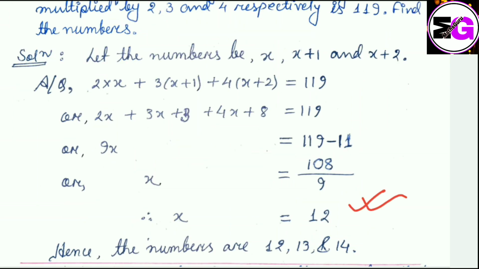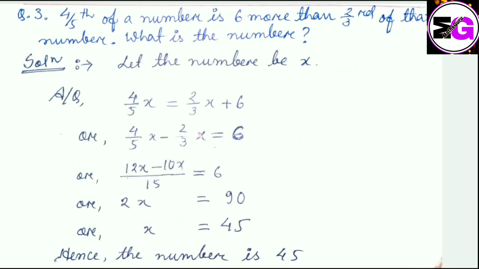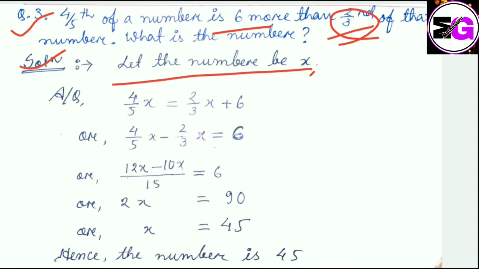So the numbers are 12, 13 and 14. Okay, so these are the required numbers. So the next problem is: 4/5 of a number is 6 more than 2/3 of that number. What is the number? So solution, let the number be x.